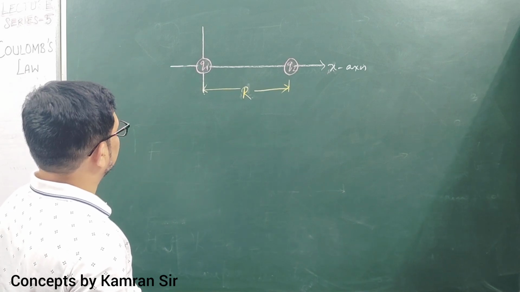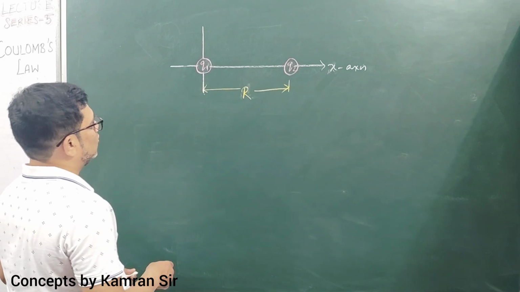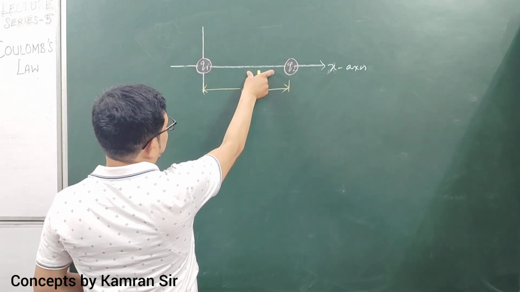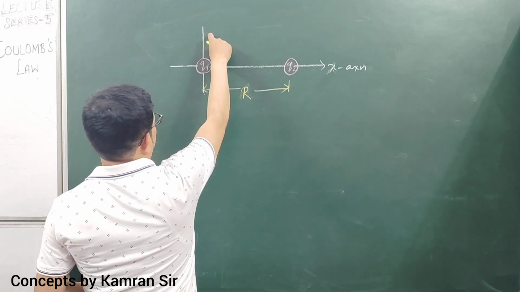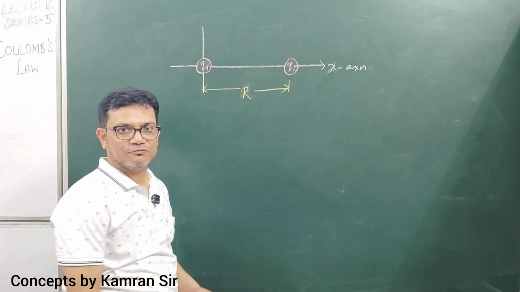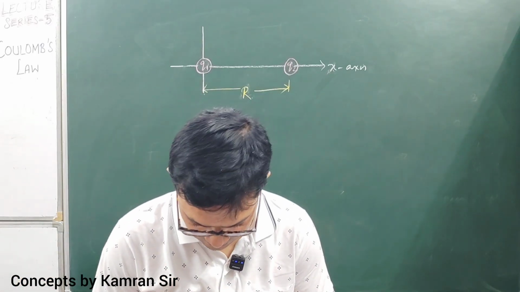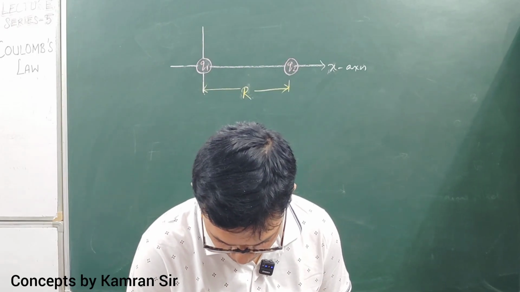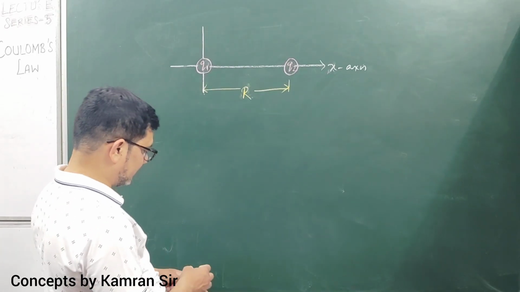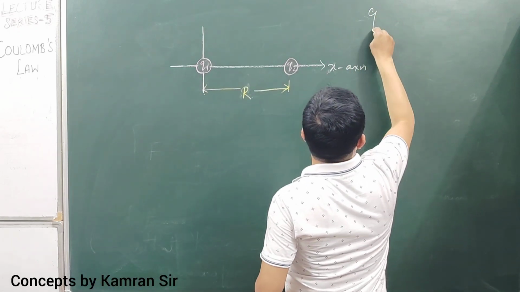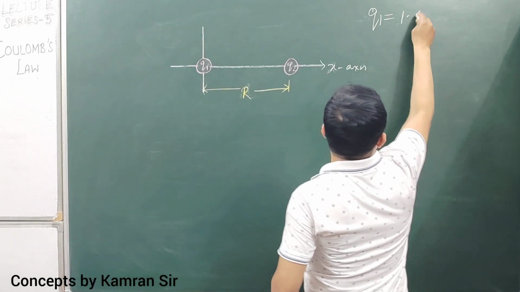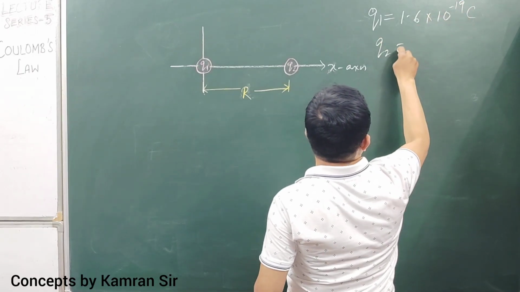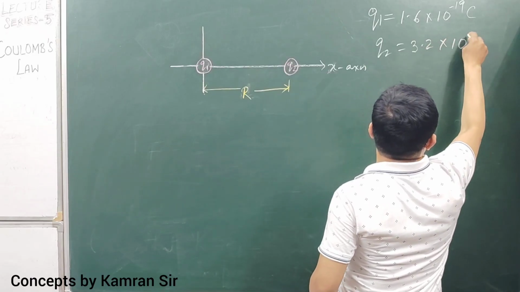First we need to find what the force between these two would be, and then we'll introduce a third charge here in different locations, and use the principle of superposition to get the answer. So let us take the values here. Suppose Q1 is given as 1.6 times 10 raised to the power minus 19 coulomb, and Q2 is given as 3.2 times 10 raised to the power minus 19 coulomb.